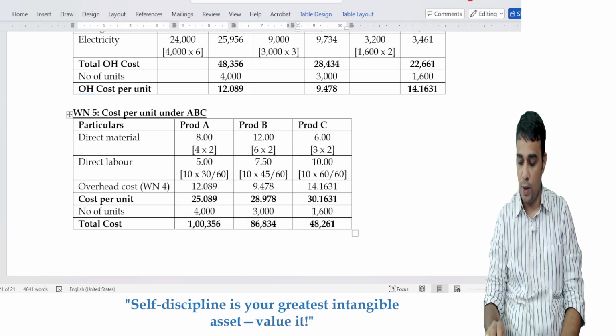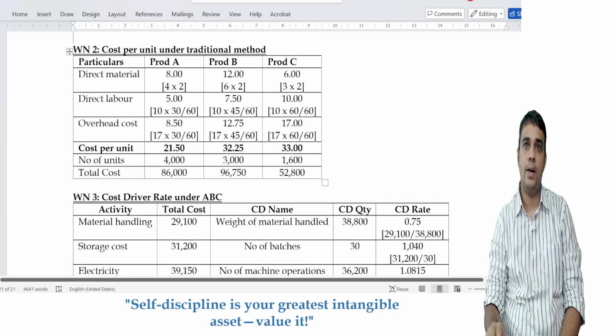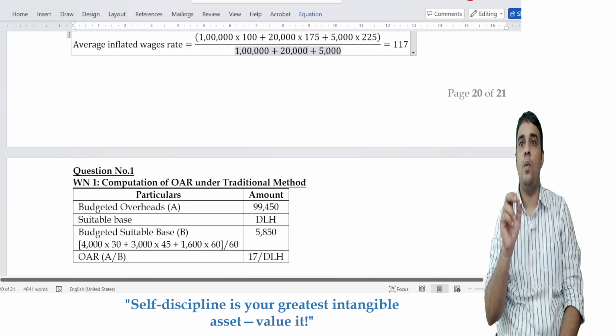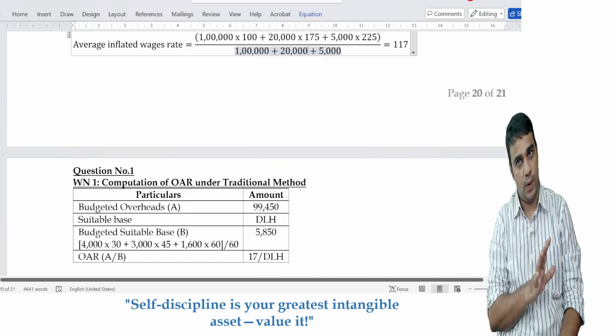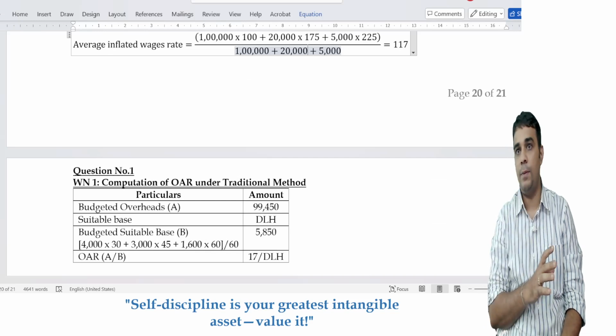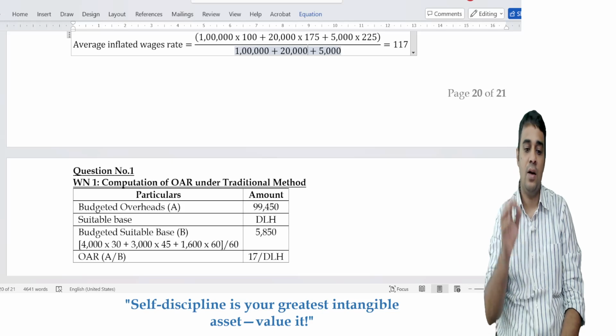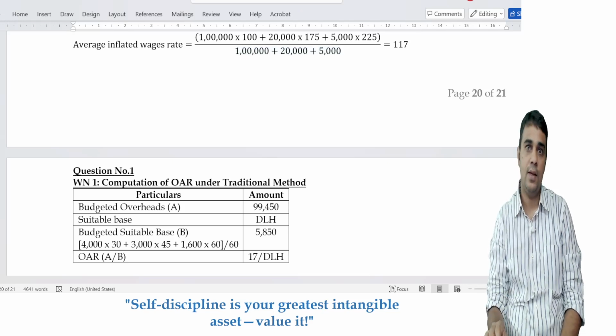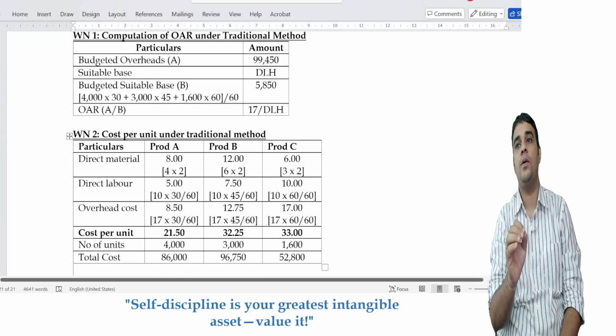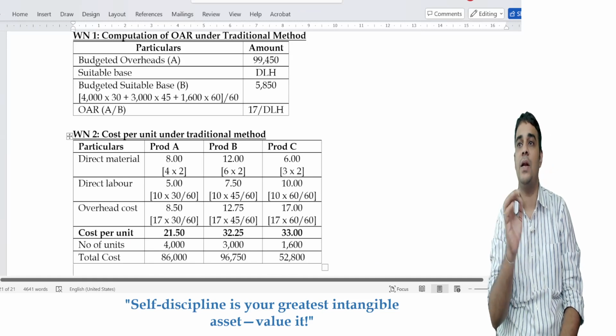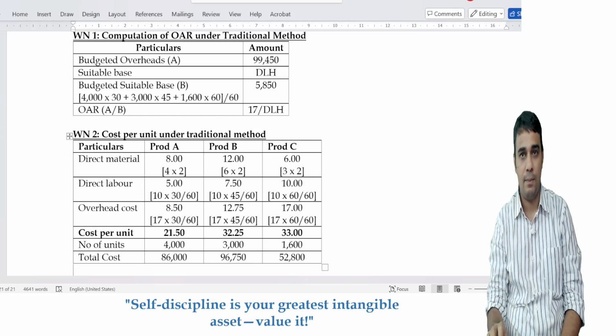So I'll repeat now what we did. First we will do the traditional method, where overhead cost mostly will be there in the question. Divide by the suitable base which will be given in the question, and you will get the OAR. Then you do material cost, labor cost, and overhead cost, whatever is your OAR into machine hour, labor hour, number of units, whatever is the basis.